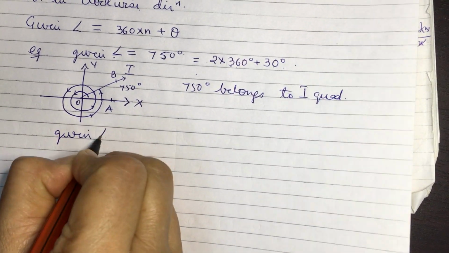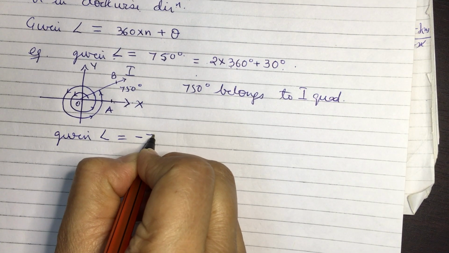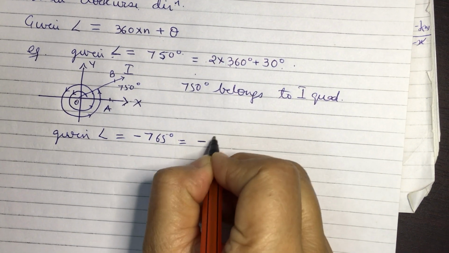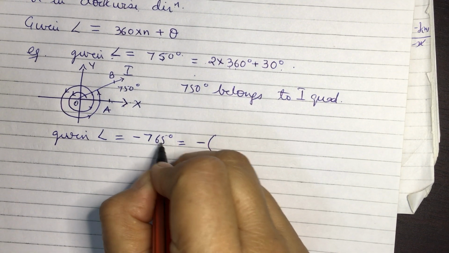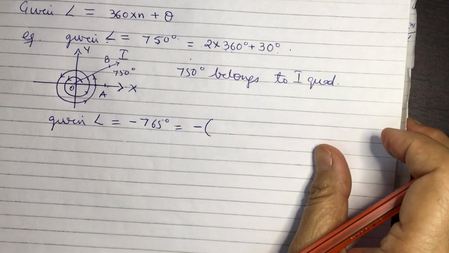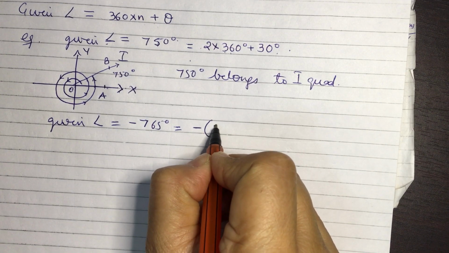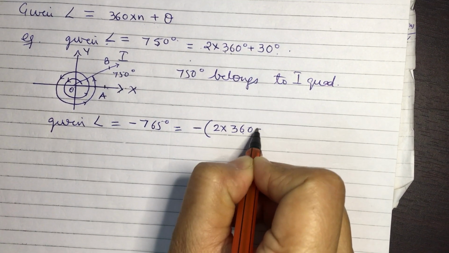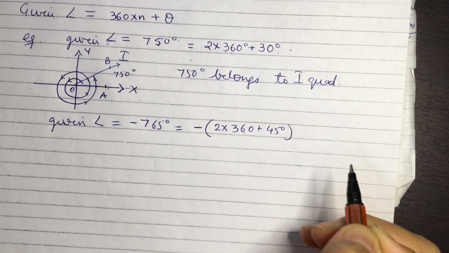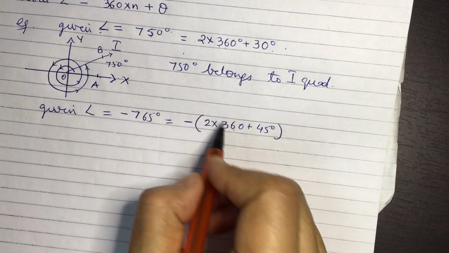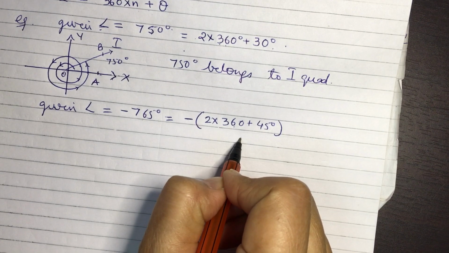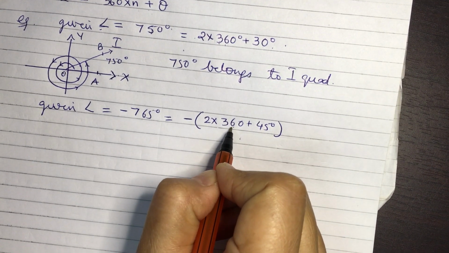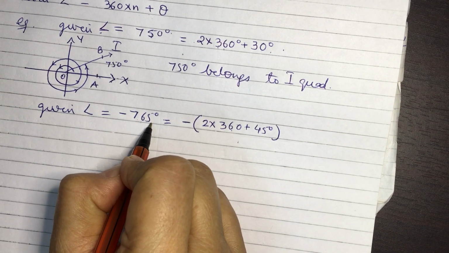Similarly, we can try another question. Now given the angle equal to minus 765 degrees. Here the minus remains outside. You first of all divide 765 by 360. So you can write it as 2 into 360, which makes it 720, and we are left with 45 degrees. It means that we have to execute 2 full circles and go beyond that for 45 degrees to be able to arrive at 765 degrees.